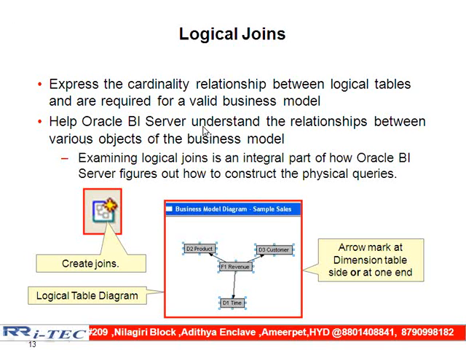Next, help the Oracle BI server understand the relationship between various objects of the business model. If this join is not available and everything is independent, how will it understand, sir? Are you clear? You and me are talking because you are a student, I am a sir, some relationship is there, correct or not? Similarly, these tables also need to talk, so there should be some join, correct or not? You got my point? Okay. So it helps the Oracle BI server understand the relationship between various objects of the business model. That is the reason each and every table in the BMM layer must be connected.